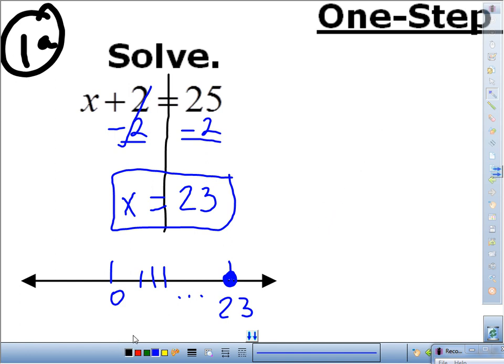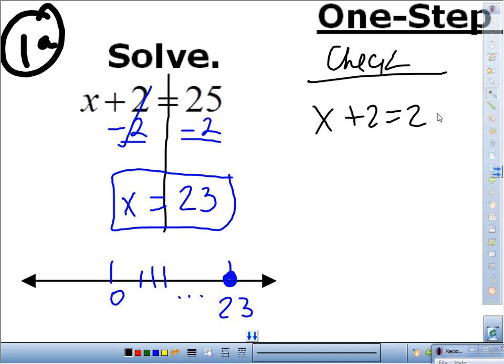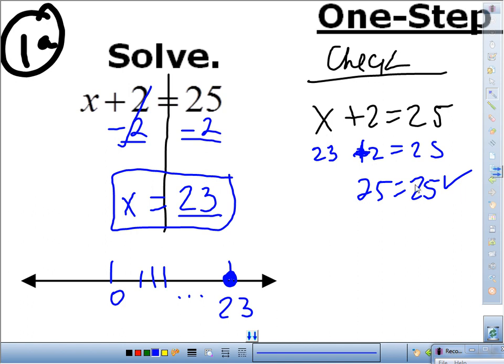Last step, we're going to check. I'm going to write the original equation, x plus 2 equals 25. But instead of x, what am I going to substitute, everyone? 23, bring down the 2, equals 25. 23 plus 2 is 25. Is 25 equal to 25? Yes. Let's see. Simplify, isolate, plot, check.